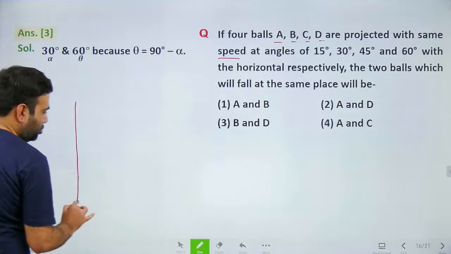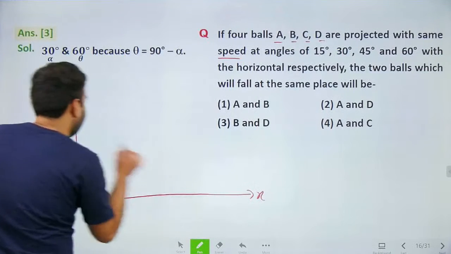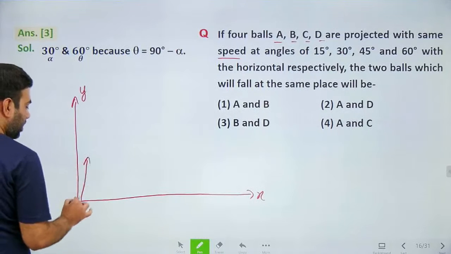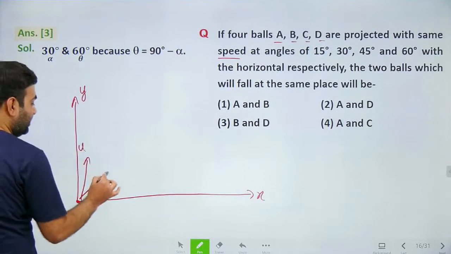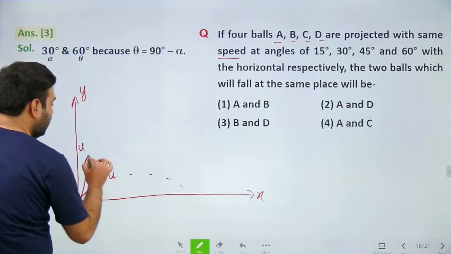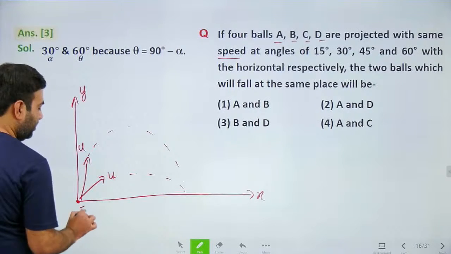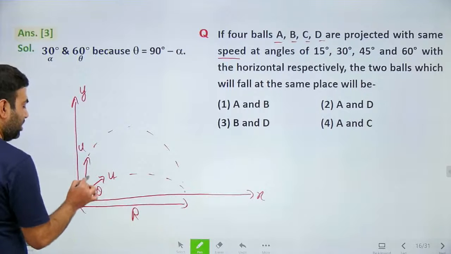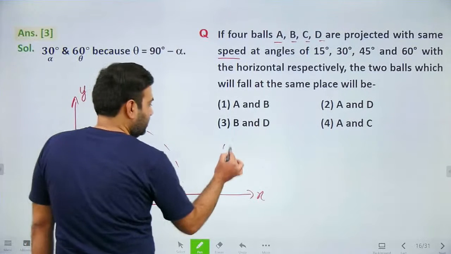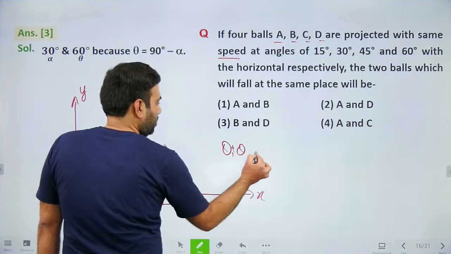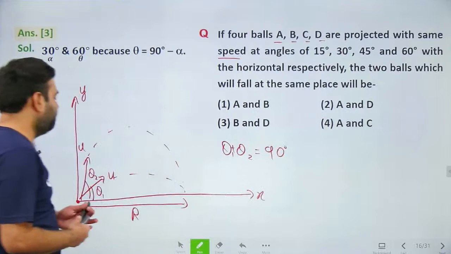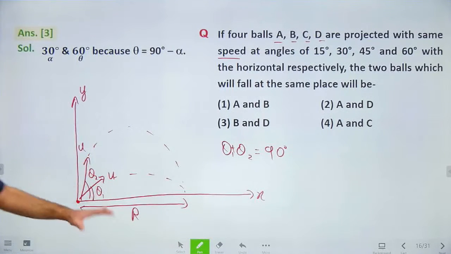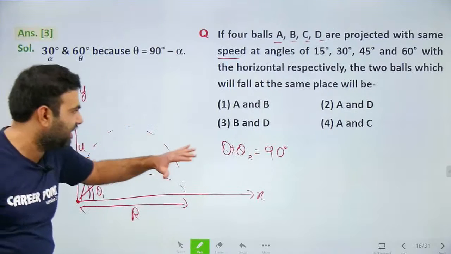In the previous question, I told you that if we have two particles thrown with the same speed but at different angles, their range will be the same only if the sum of their angles is 90 degrees. If we have two projectiles whose angles are theta 1 and theta 2, and their sum is 90 degrees, then they will have the same range.